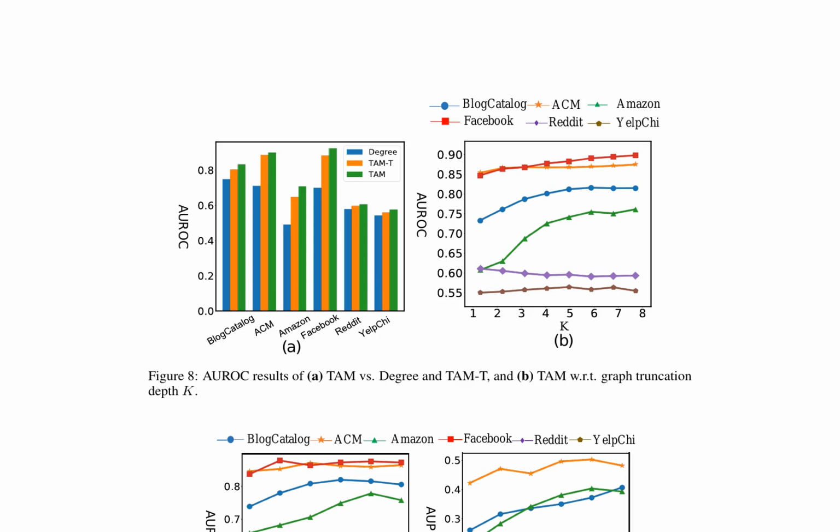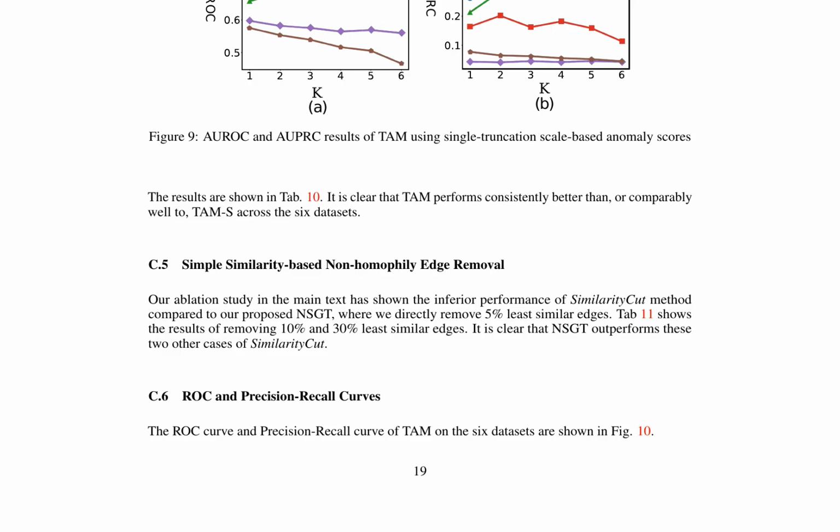An ablation study on simple similarity-based non-homophily edge removal is also conducted, comparing the performance of NSGT with the removal of 5%, 10%, and 30% least similar edges. Table 11 provides a detailed comparison of these removal strategies, indicating the efficacy of the proposed method.